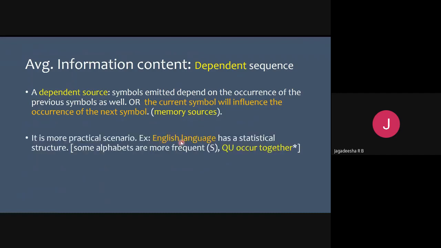One of the examples mentioned here is the English language. In English, we know some letters or words have more frequency. For example, there are many words starting with S. Similarly, Q and U occur together. That means if Q appears, then U appears. For example, in queen, quick or quench, they occur together. So they are dependent on one another.